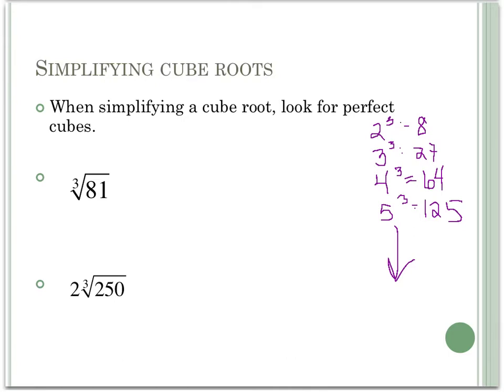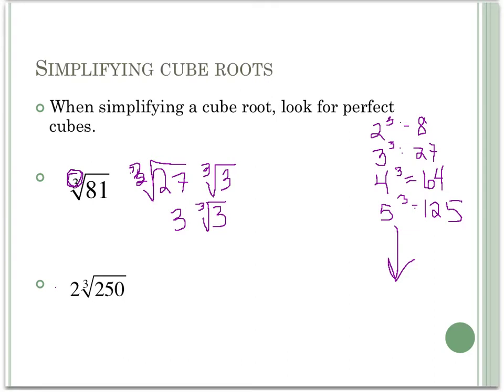So the cube root of 81. Now be careful not to just look at that as a square root and say it's 9. We're looking at this as a cube root. And breaking 81 down as a cube root, we see that this is the cube root of 27 times the cube root of 3. And the cube root of 27 is 3. So this becomes 3 the cube root of 3. Make sure you don't lose that cube root sign.